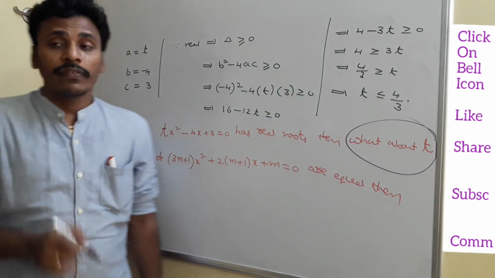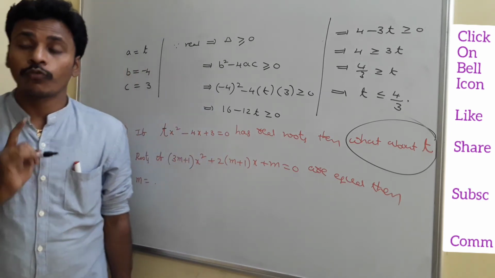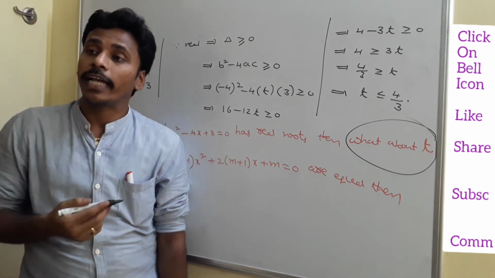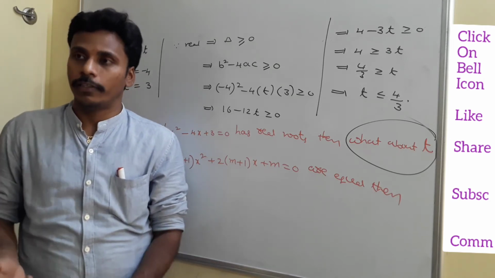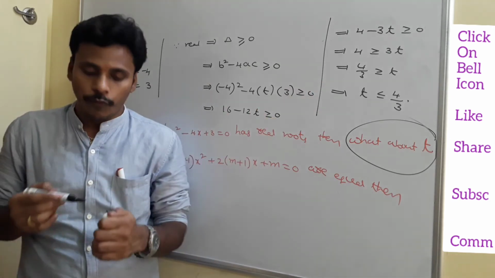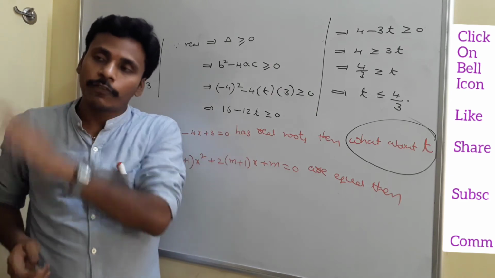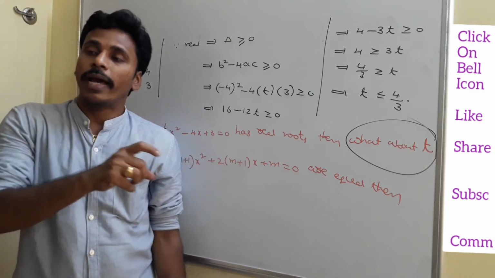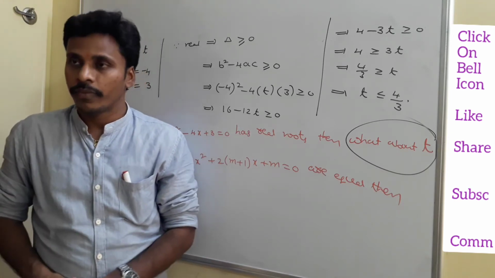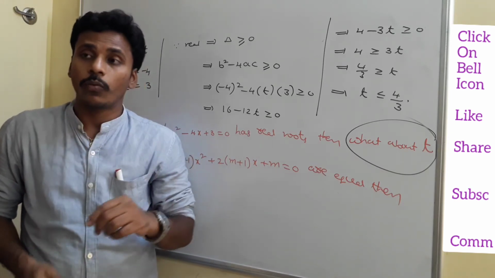Have a look at this. The value of t is less than or equal to 4 by 3. Then what is the maximum value of t, if they may ask you? The maximum value of t is 4 by 3, because as per our discussion we found that the value of t is either 4 by 3 or less than 4 by 3. If you have an option related to that, the maximum value of t is 4 by 3, and that 4 by 3 value is approximately 1 point something.